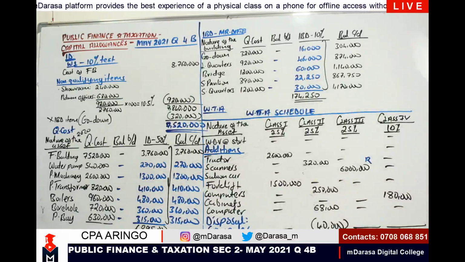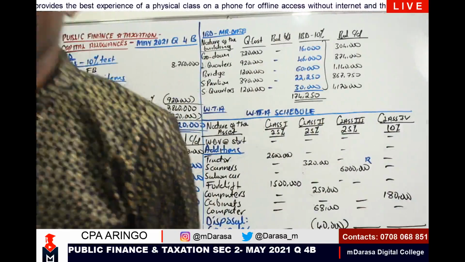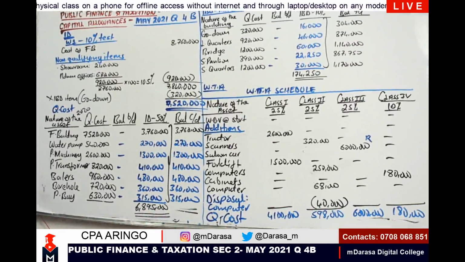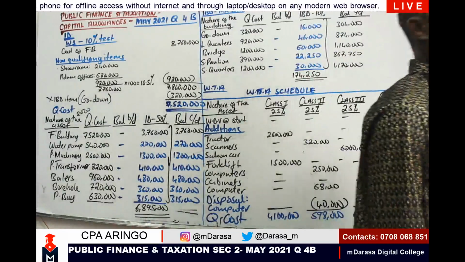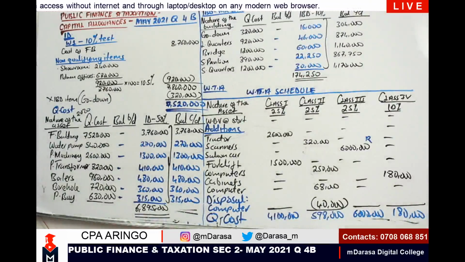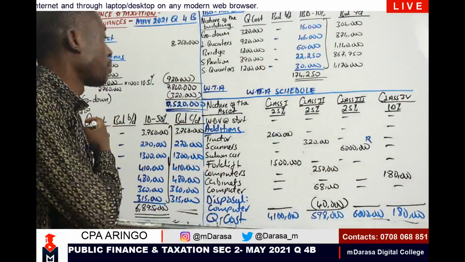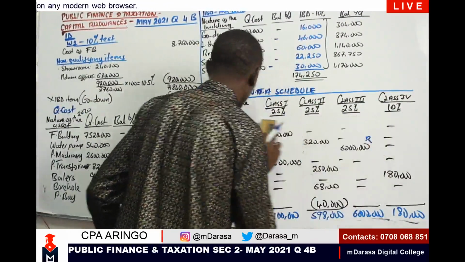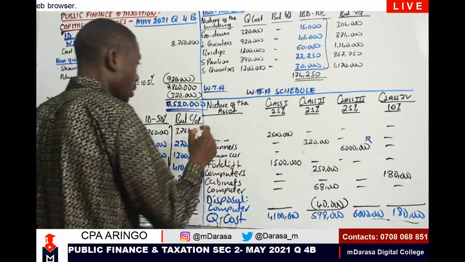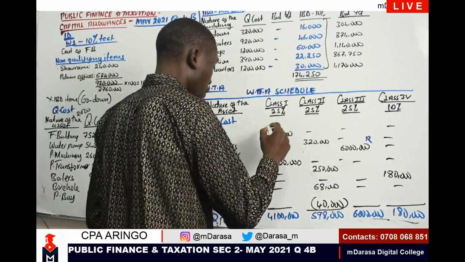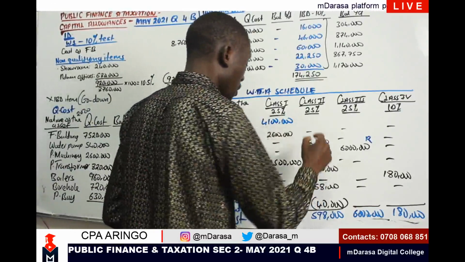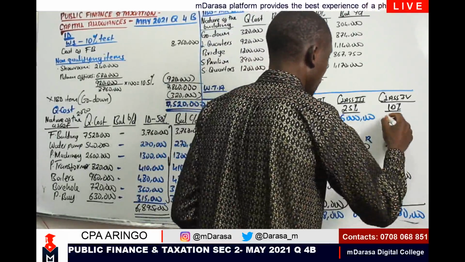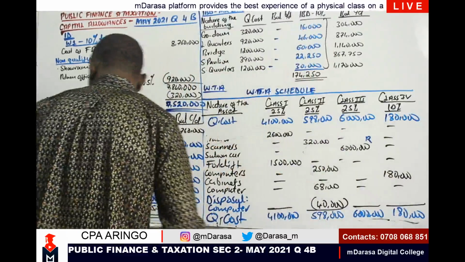Having our qualifying cost like that, my good student, we can now proceed and determine our WTA. And how will we determine our WTA? We take our qualifying cost and multiply by the class rates that you are given there. So, allow me to copy this here on top. My qualifying cost, the first one you've seen is 4.1, right? 598,000, correct? 6 million, correct? And 180,000, correct? So that is our qualifying cost.